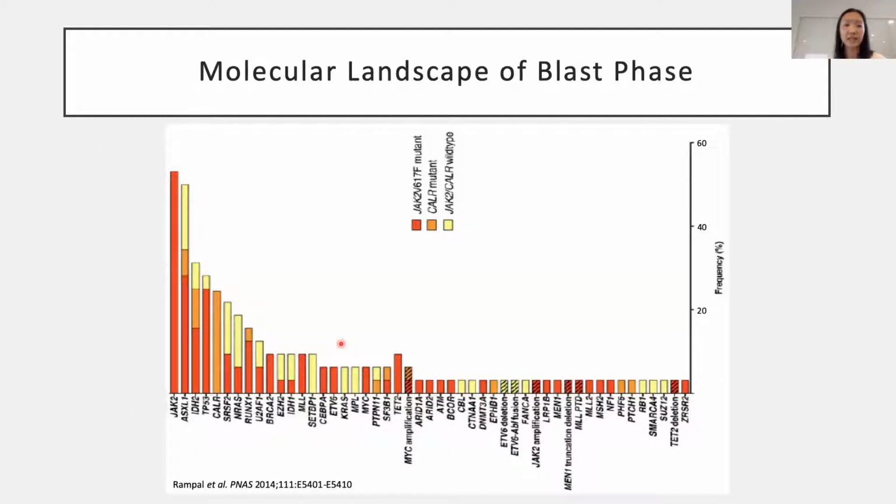So when you look at blast phase samples, you can see that molecular mutations in myeloid leukemia genes are actually more prevalent at this stage of disease. And you can see that the high molecular risk genes are represented at high frequency here.